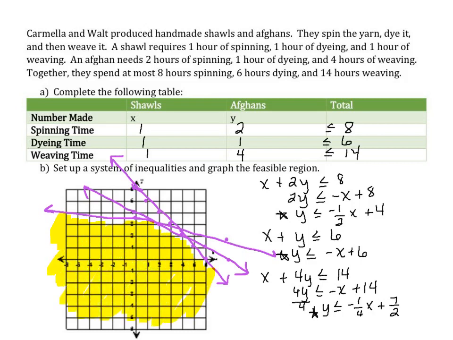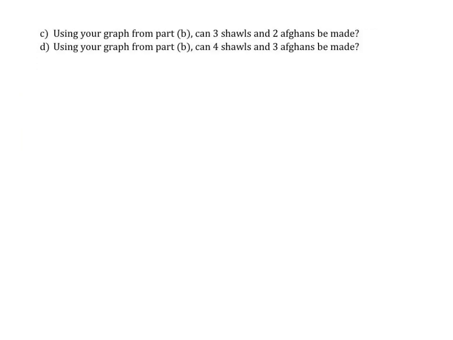Now granted, we really don't care about the negative area because it doesn't make sense. We can't spend negative 2 hours of spinning or dyeing, etc. But we want to answer a couple of questions. On the next page it asks us, using our graph, can we do 3 shawls and 2 Afghans?